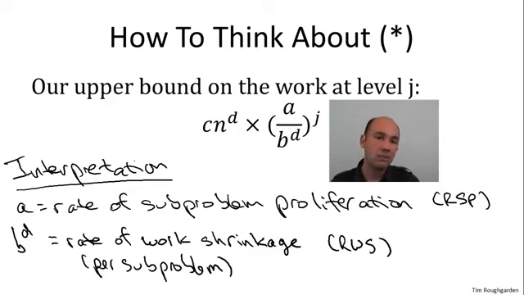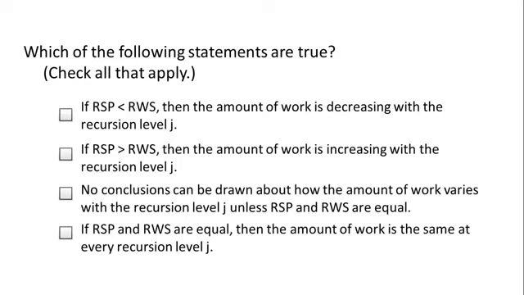To understand this a little bit better, what I want you to think about is the following. Think about the recursion tree that we drew in the previous slide, and as a function of a versus b to the d, think about the amount of work done per level. When is that going up per level? When is it going down per level? And when is it exactly the same at each level? So the answer is all of these statements are true except for the third one. So let's take them one at a time.